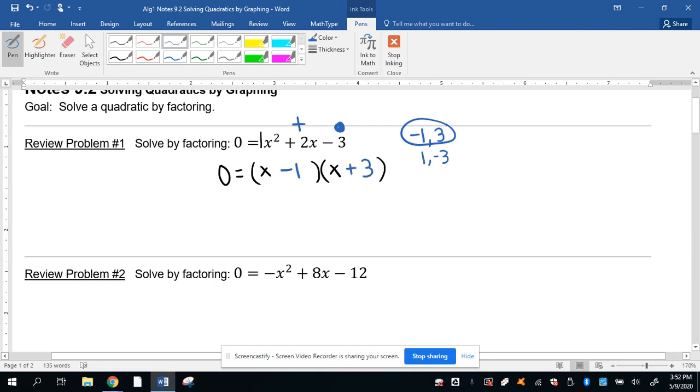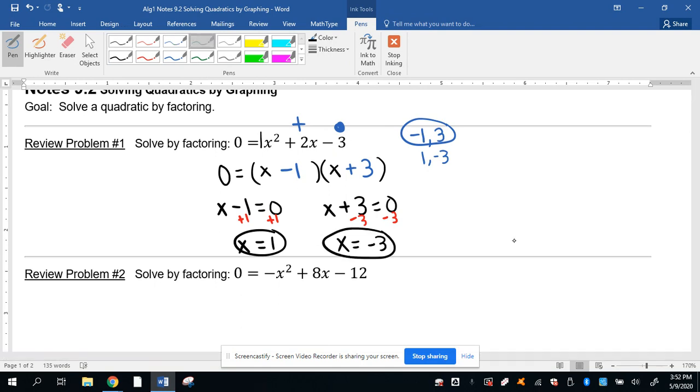Now I have the zero product property. Two or more things equals 0. So either the first thing equals 0 or the second thing equals 0. We will solve, meaning I will add 1 to both sides, and I will subtract 3 from both sides, giving us our final answer, x equals 1 and x equals -3. Now, we will check this later in example 2.